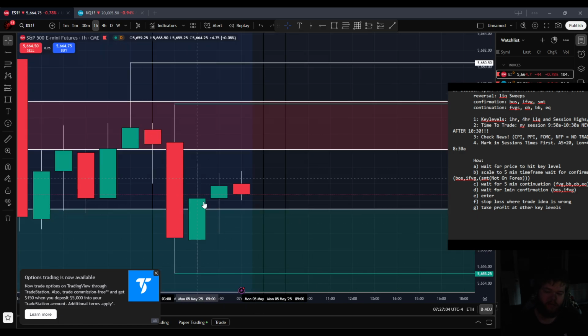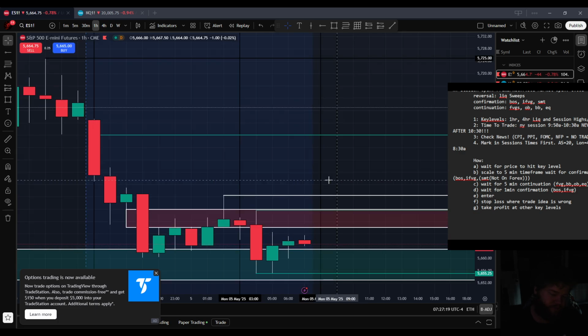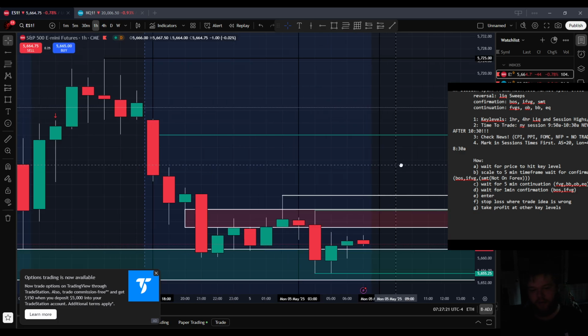And that lines right up with our key levels too, because right now we see price down, we see price coming up, and neither of our key levels have been hit quite yet. So it's a matter of waiting at this point in time.